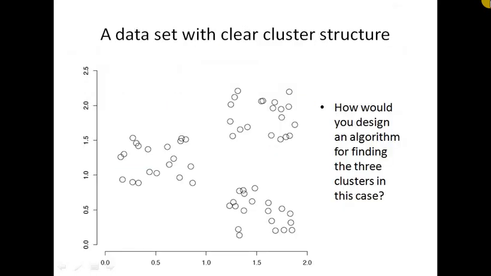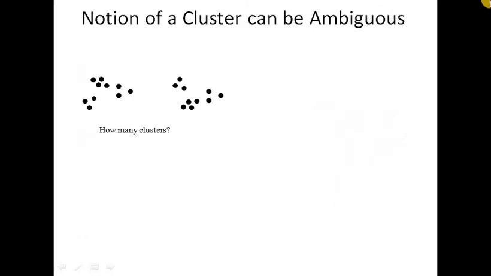This is a data set with clear cluster structure. We can say these are the clustering groups, but we cannot always examine all the clusters so easily. Looking at the structure, how would you design an algorithm for finding the three clusters in this case? I'm representing the cluster with three segments. Notions of a cluster can be ambiguous. How many clusters are there? We can examine it, and according to this structure there can be six clusters.